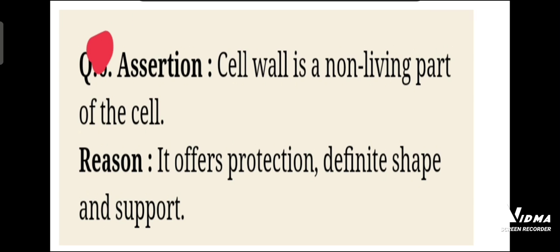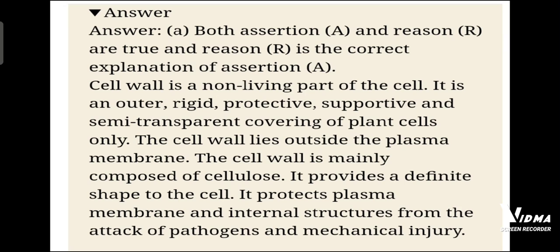Next question. Assertion: cell wall is a non-living part of the cell. Reason: it offers protection, definite shape and support. Assertion is also true. Reason is also correct. So the answer is both assertion and reason are true, and the reason is the correct explanation of assertion. Let's see about the cell wall.